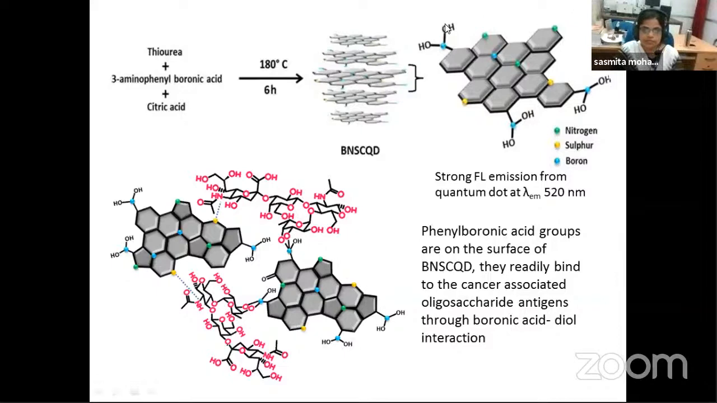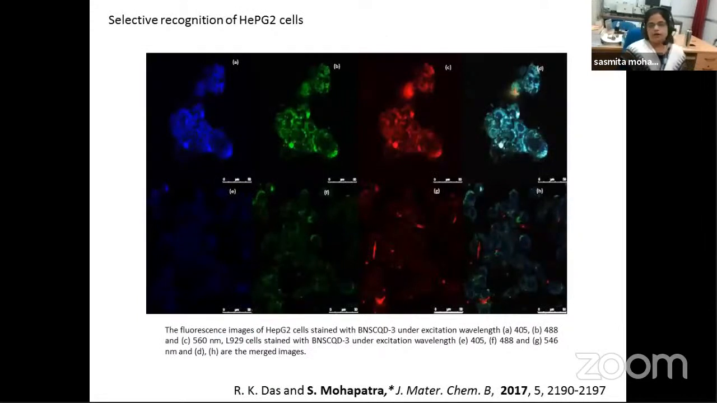And because of the presence of boronic acid groups on the surface, it has affinity towards Sialyl Lewis A. It can recognize Sialyl Lewis A. Suppose we are taking it in a cuvette and it is bright green in color, when you add Sialyl Lewis A, there is a significant increase in the luminescence of this quantum dot. So we have utilized that molecular recognition property of this quantum dot to image liver cancer cells. It can differentiate normal cells from Sialyl Lewis A overexpressed cancer cells.